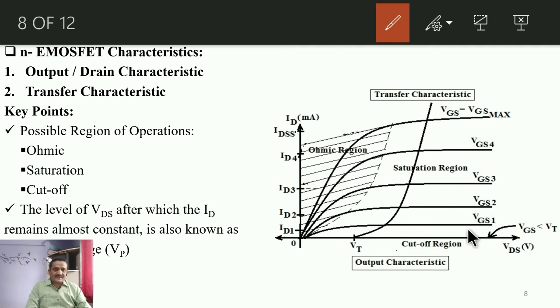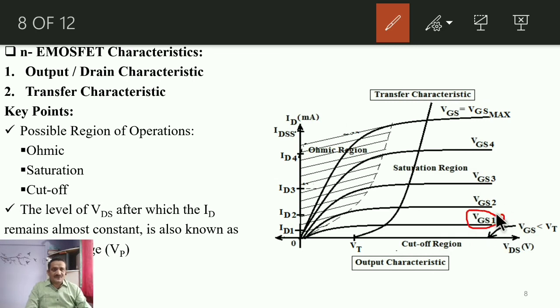Then VGS1, here we can say that VGS1 equals VT, suppose. Then when VGS equals VT, a very small density channel will get formed and a very small amount of current will flow through that device. Here it is shown as ID1. That ID1 will be very, very small, because VGS1 equals VT.